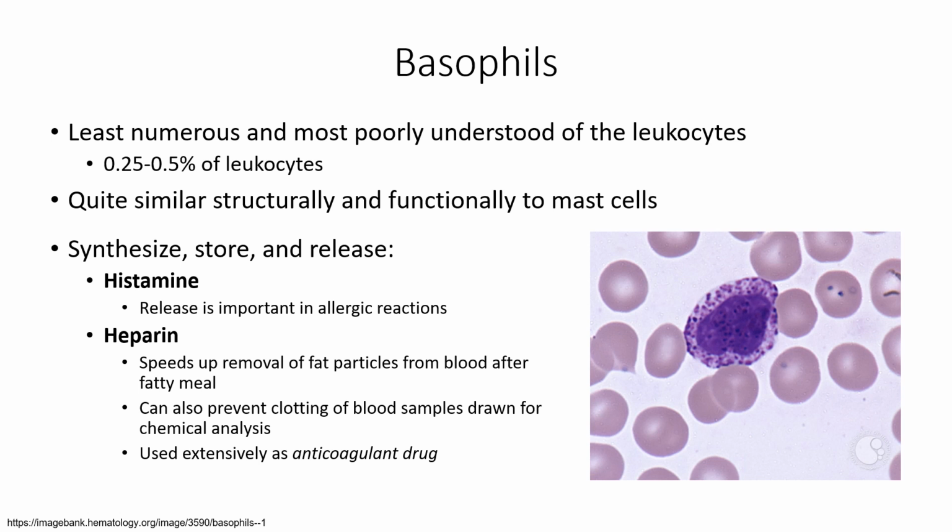So basophils synthesize, store, and release histamine. Histamine is important in allergic reactions for promoting inflammation. Heparin speeds up the removal of fat particles from the blood after a fatty meal. It can also prevent clotting of blood samples and is used extensively as an anticoagulant drug.